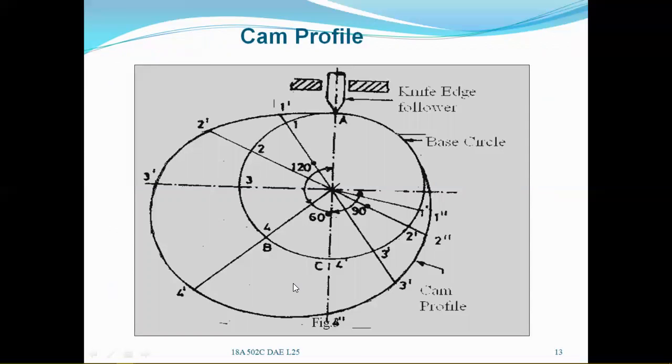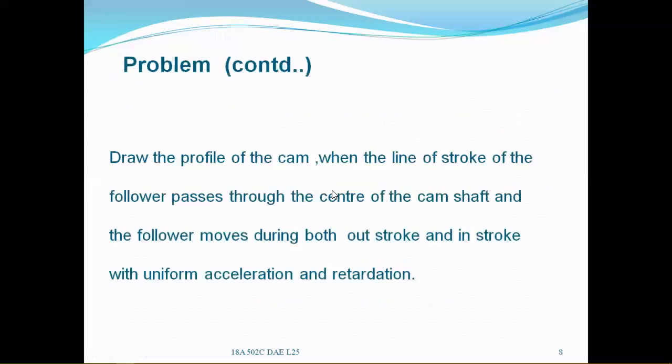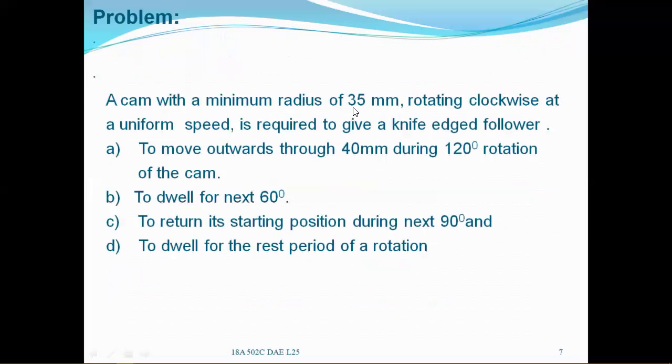And now here is what we call the cam profile. Cam profile, how to draw the cam profile. Here you can see, I will explain. With the least radius or minimum radius of the cam as given in our problem, draw the circle with center O. Let's see how much he has given. So 35 mm minimum radius and outstroke is 40 mm.